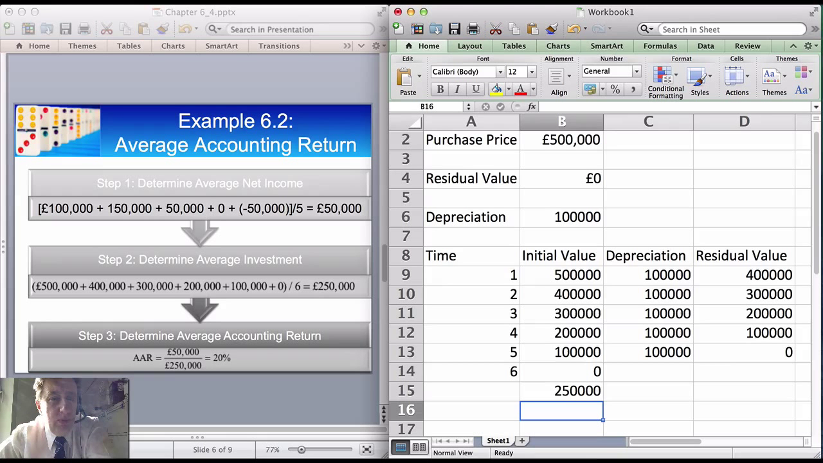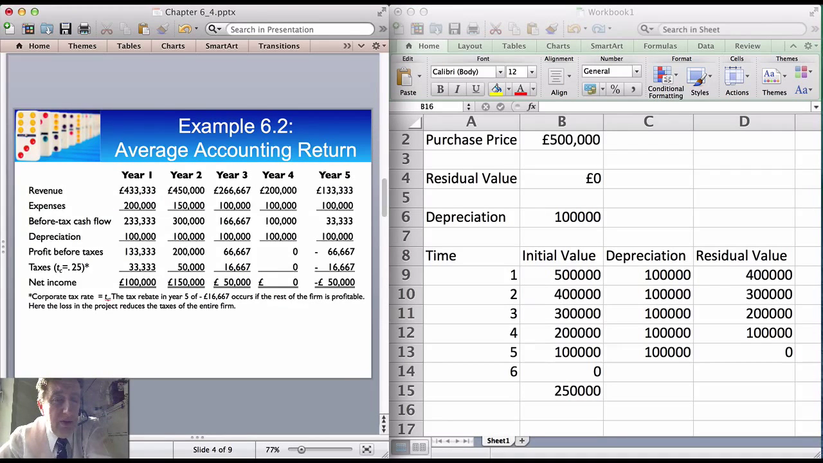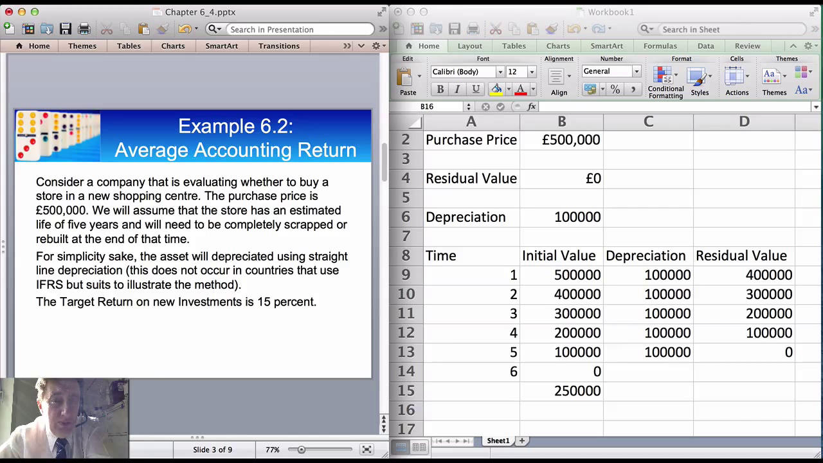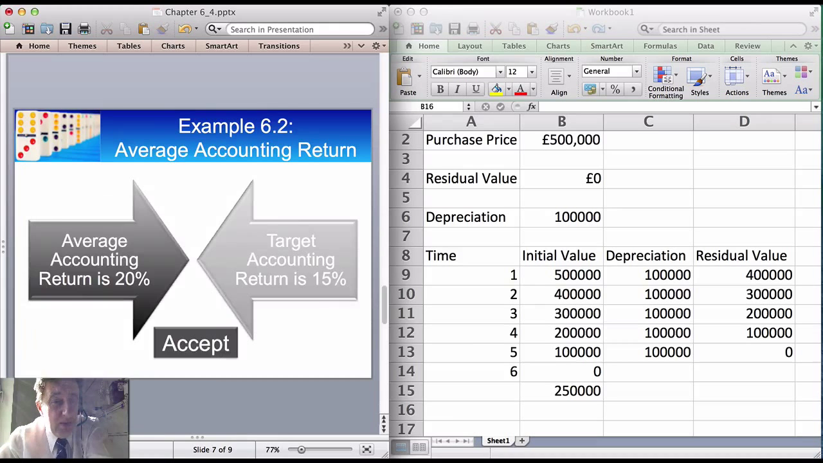So we've got the average net income of 50,000. We've got the average investment of 250,000. What's the average accounting return? It's simply 50,000 divided by the 250,000, and that's equal to 20%. We compare that with the target return of 15%, and we say we accept the project. Our return on this project is 20%, the benchmark is 15%, so we accept it. So that's the average accounting return.